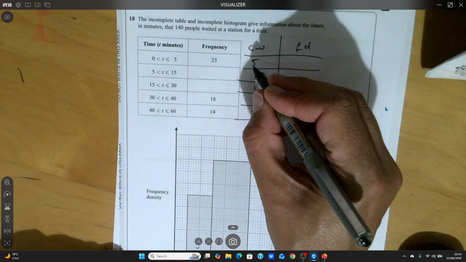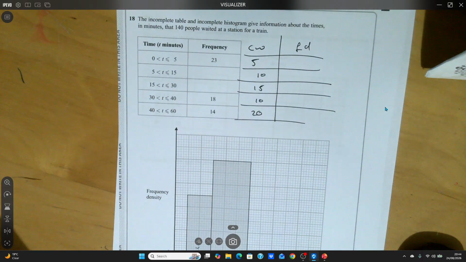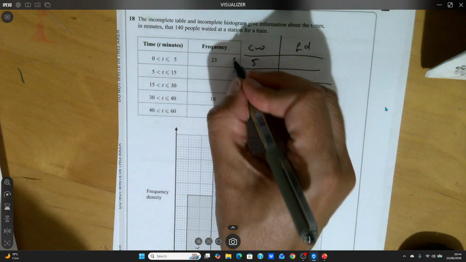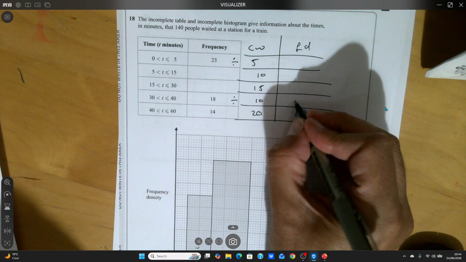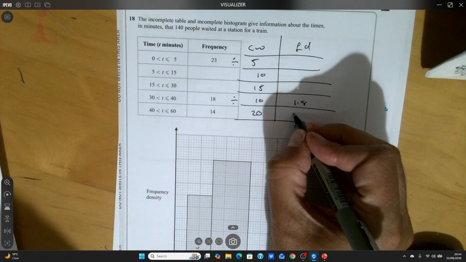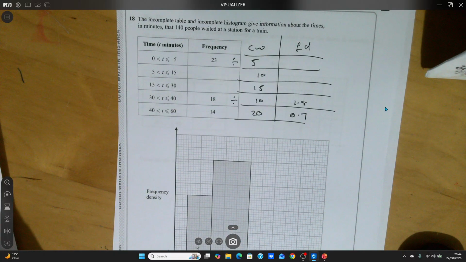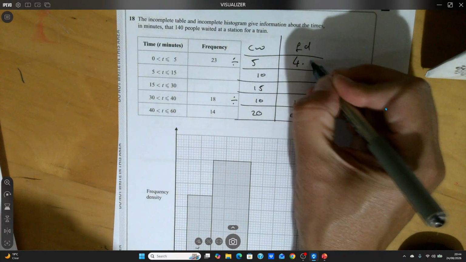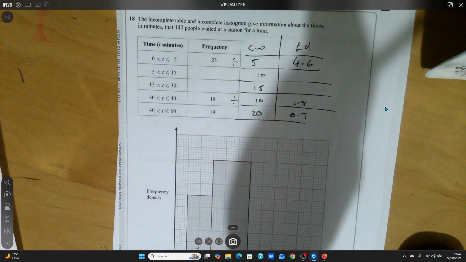23 divided by 5, 18 divided by 10 is 1.8, 14 divided by 20 is 0.7, 23 divided by 5 was 4.6. Right, now the question is, what are my frequency densities and what are my frequencies here?